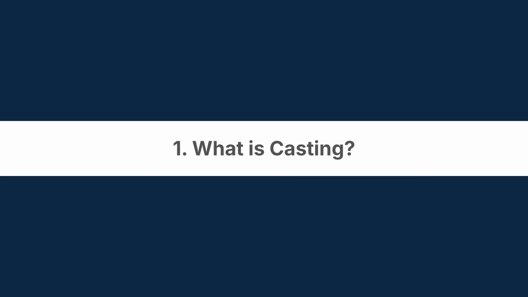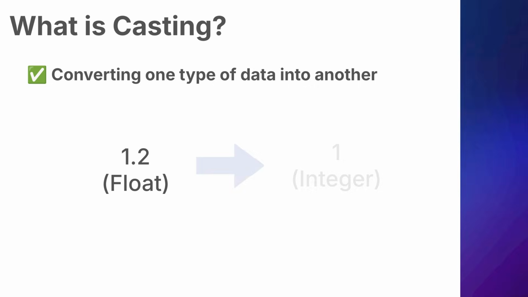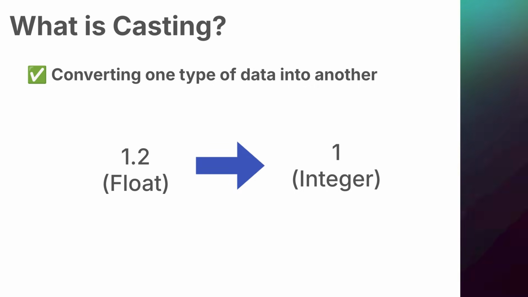One, what is casting? Before we start, let's understand what casting means in Python. Casting is just a fancy word for converting one type of data into another. For example, you may have a decimal number but want it as a whole number. That's where casting to an integer helps.